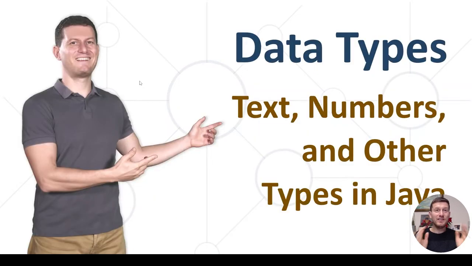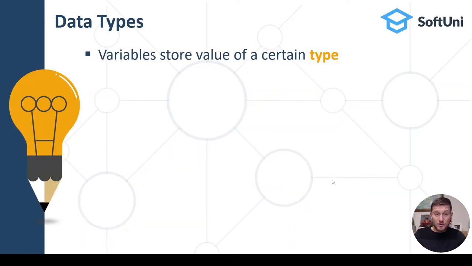Let's continue. In this section, I'll give you a brief explanation of data types in programming and how they work in Java. I will mention the number types like int and double, the text type string, the character type char, and the boolean type. And of course, I will demonstrate these types in live coding examples. So data types are related to what kind of data we store in a variable. Variables always store values of certain types. Variables in Java have a type and values also have a type. So in a variable of a certain type, we can assign a value of the same type or a compatible type. For example, in a variable of type double, we can assign either double or int, but we cannot assign string.